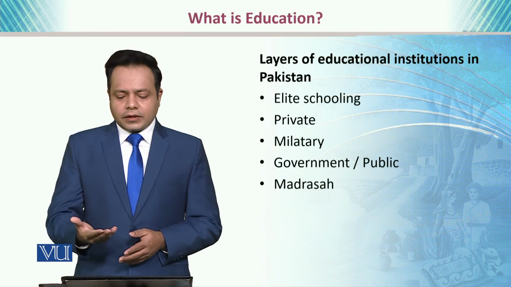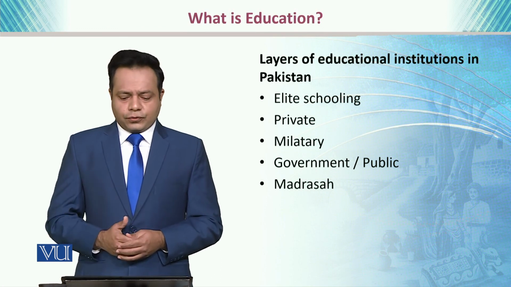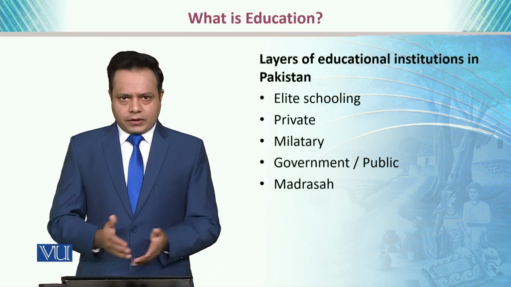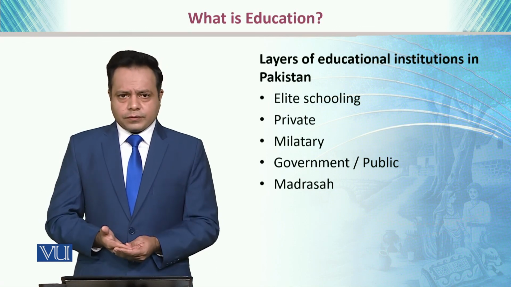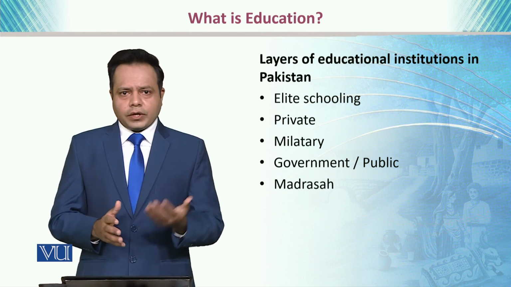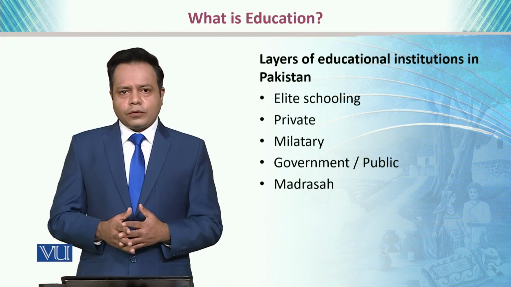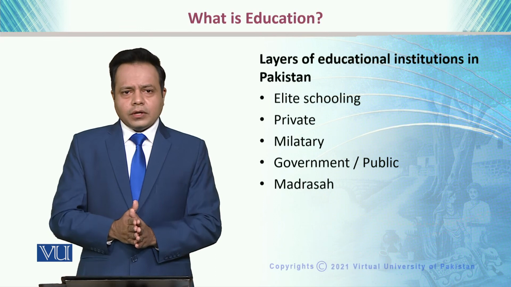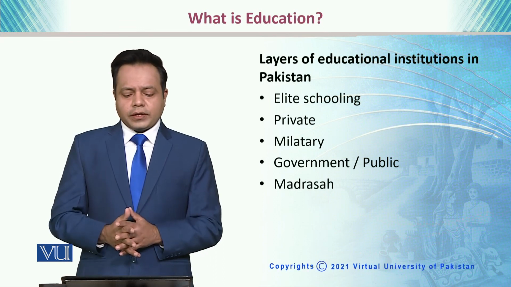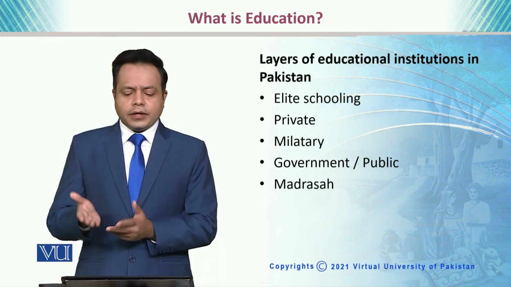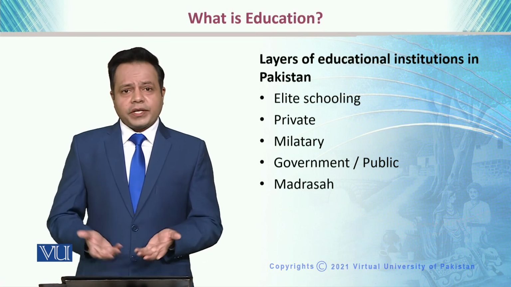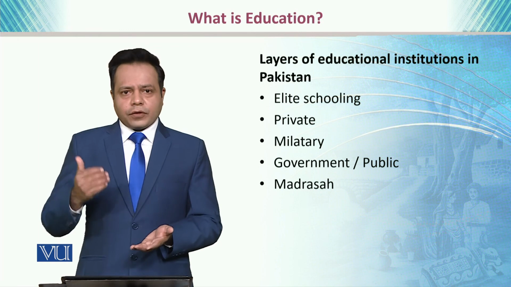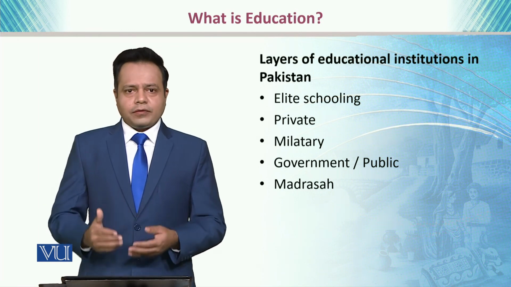So here are the layers of educational institutions. We have elite schooling, unfortunately, because of the bifurcated education system in Pakistan, since we cannot afford the education for all. So we do have the elite schooling, and then we have private schooling. Military schooling is also another aspect, and then the government and public schools. And for the religious education, we do have madrasas.